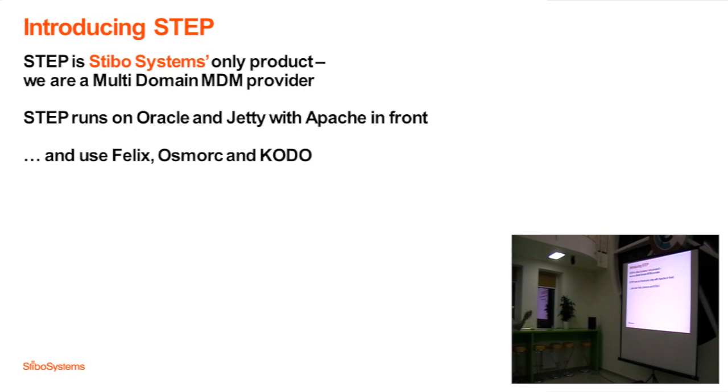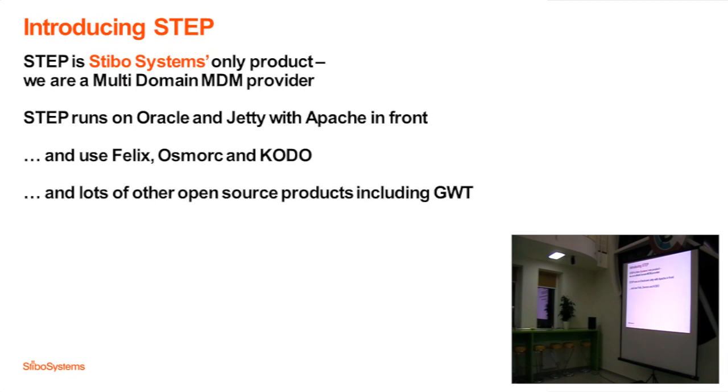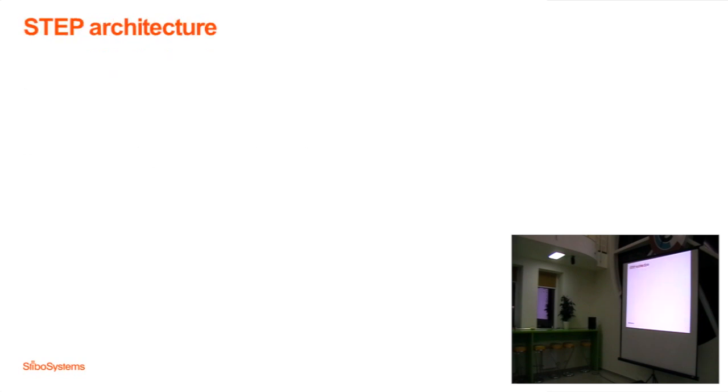You're probably aware of these technologies: Felix, Osmo, and Codo, Codo being like a Hibernate JVM implementation. And then we use open source products, including GWT.